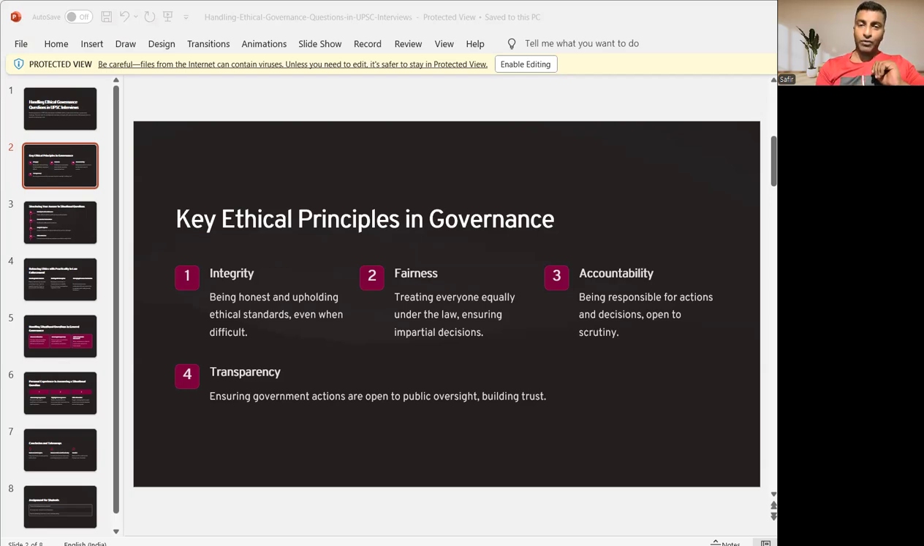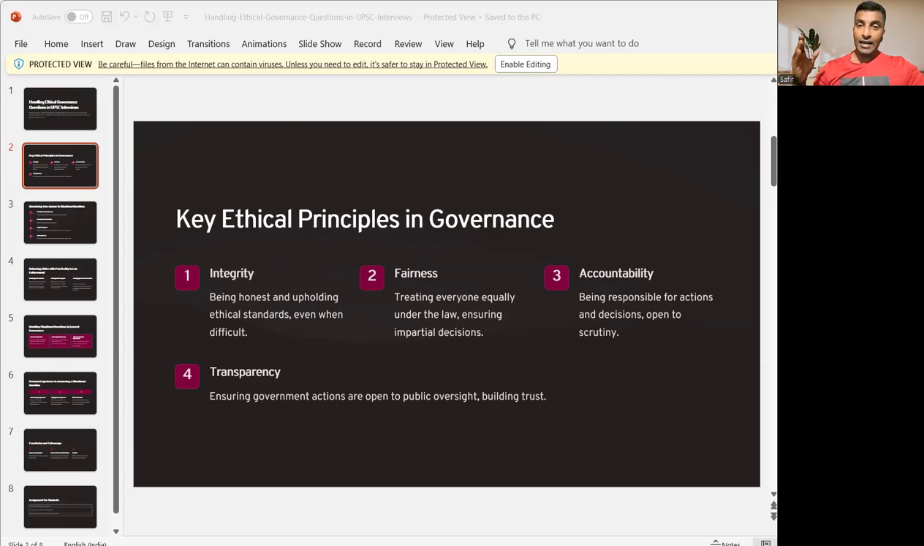Fundamentally, you are looking for integrity, fairness, accountability, and transparency. These are the fundamental ethical standards which are the bare minimum expected from a civil servant at any point of time in any office decision. I repeat: integrity, fairness, meaning no section is considered impartially or favored more, and accountability and transparency.